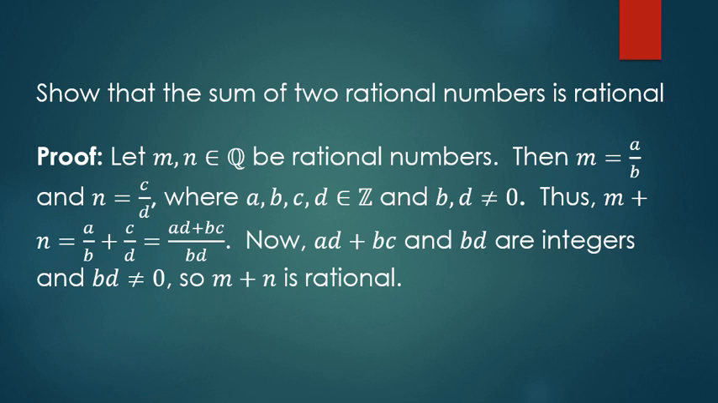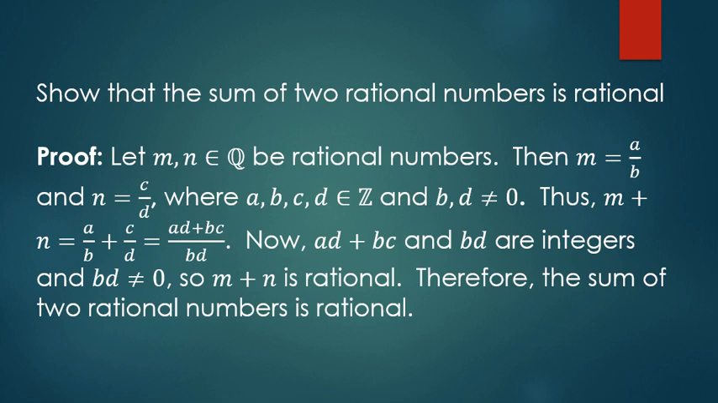So we verified the two things that we need to verify to show that we have a rational number here. So m plus n is rational, and therefore the sum of two rational numbers is rational. I didn't have to include this last sentence here. This is something that people like to do in some cases. This is really just your own personal preference. If you want to end your proof by restating what the fact was, that's fine, but not something that you have to do.